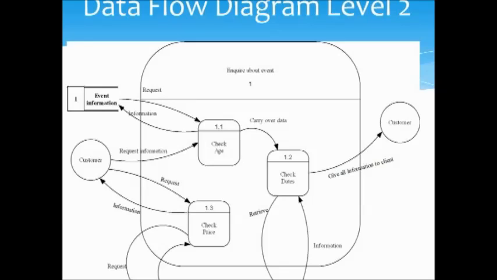So the first thing he has to do is check the event information in the data store and check the age. The next thing to do is check the dates. The dates are checked corresponding to the age of the customer and what's available. That is then fed back to the customer, and the third stage would be to check the price, and that information is then fed back to the customer.